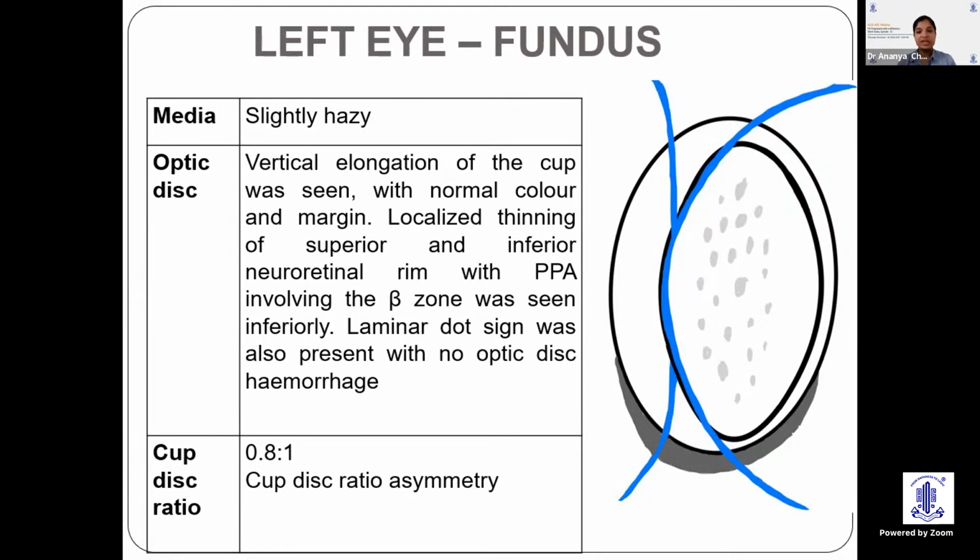Optic disc, vertical elongation of the cup was seen with normal color and margin. Localized thinning of superior and inferior neuroretinal rim with peripapillary atrophy involving the beta zone was seen inferiorly. Laminar dot was also visible with no optic disc hemorrhage. Cup disc ratio was 0.8:1. Cup disc ratio asymmetry was observed between the 2 eyes.